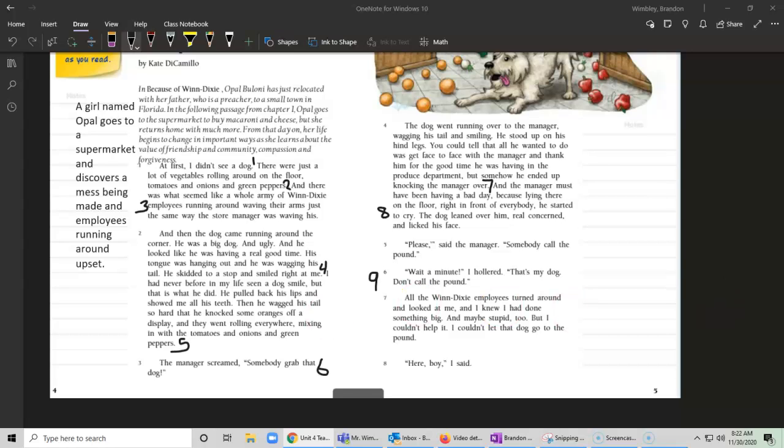Now, I'm going to write a summary for paragraphs 2 through 8. So this is a summary that I have. Opal sees a dog running wild, knocking things over. When the manager asks someone to call the pound, Opal decides to save the dog by claiming the dog is hers.